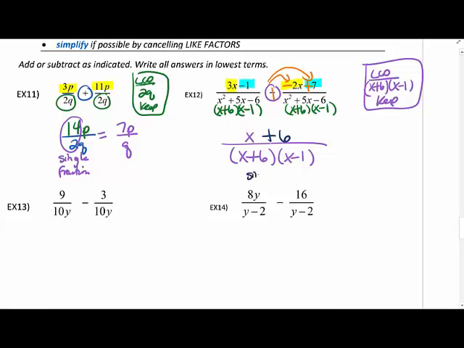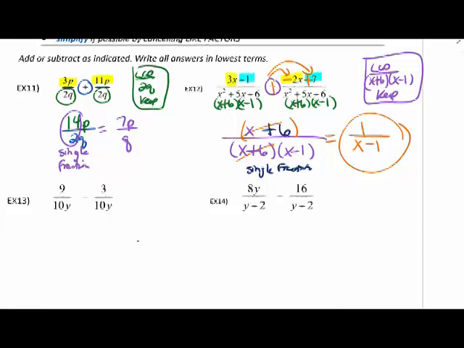Now that it's a single fraction, ask yourself, can you cancel anything by factoring? This numerator, I can't factor anything, but I'm going to put the parentheses there because the x plus 6's match. So I'm left with 1 over x minus 1 as my answer. Be careful. Don't do everything hard correct and forget to do that last step.